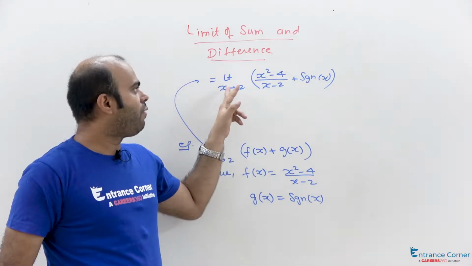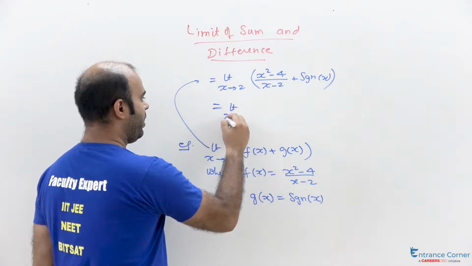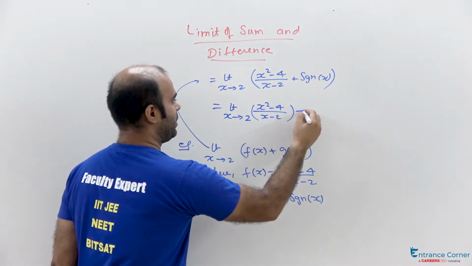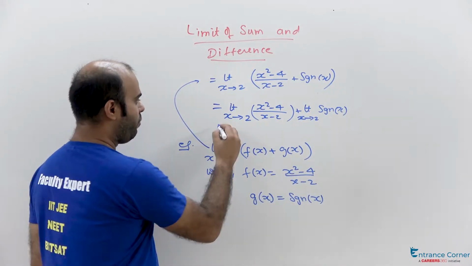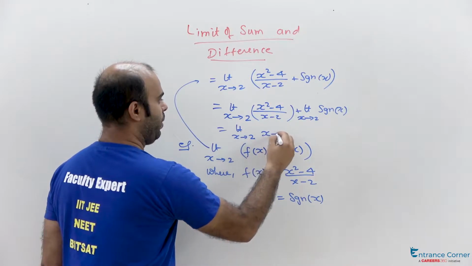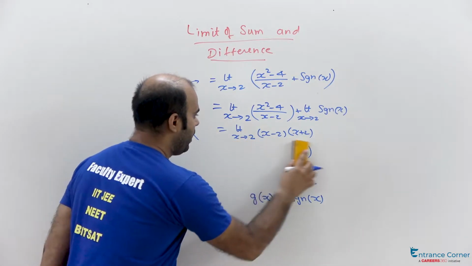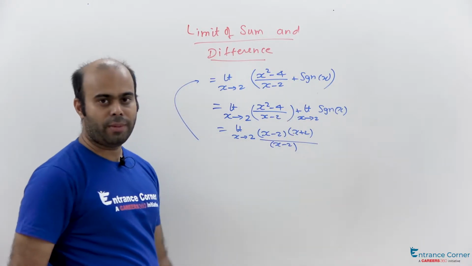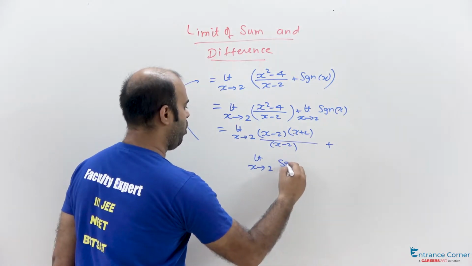So what we have to do is put the limit. By the theorem, we can do one thing. We can write it as the limit as x tends to 2 of (x square minus 4) upon (x minus 2) plus the limit as x tends to 2 of signum of x. Right? Now we can find that this value will become the limit as x tends to 2 of (x minus 2) into (x plus 2) upon (x minus 2), since x square minus 4 is (x minus 2)(x plus 2), plus the limit as x tends to 2 of signum of x.